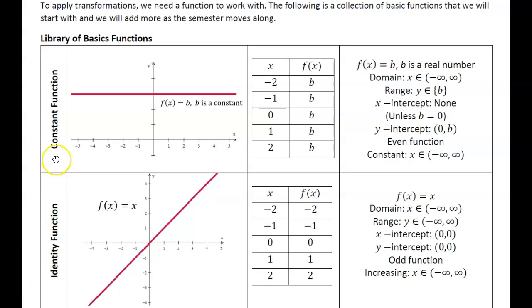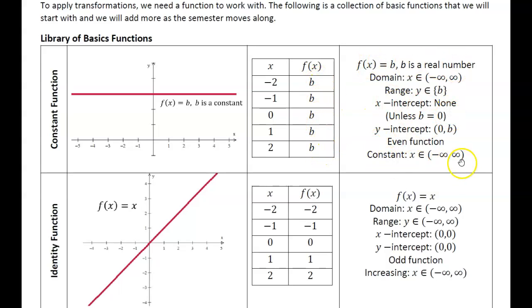On the left is the name of the function, so we have the constant function, just a horizontal line. The equation there is f of x equals b. Here you can see a numerical understanding, a table of values. So if you substitute in these x values, you're always going to get out the constant b.